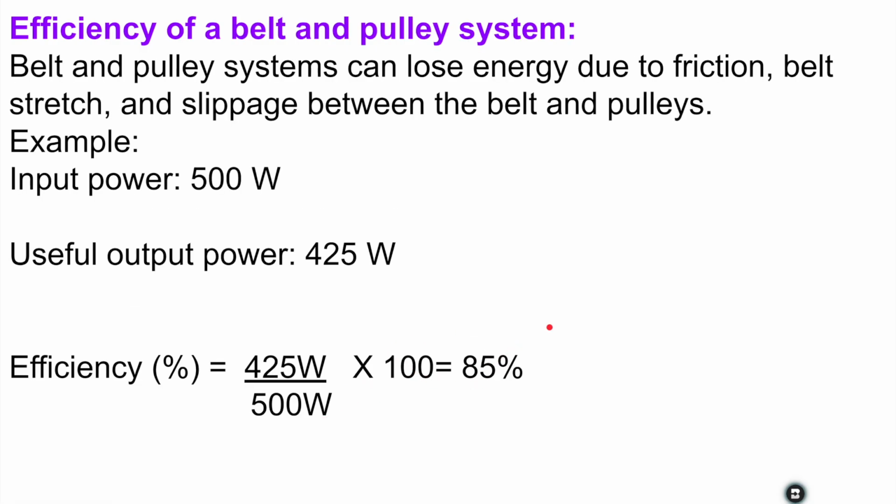In a belt and pulley system, energy is lost due to friction, the belt stretching, and slippage between the belts and pulleys. And so typically belt systems are going to have a smaller efficiency compared to gear systems. But let's say that we have an input power of 500 watts and a useful output power of 425 watts. The efficiency here would be 425 watts over 500 watts, and we would end up with an 85% efficiency.